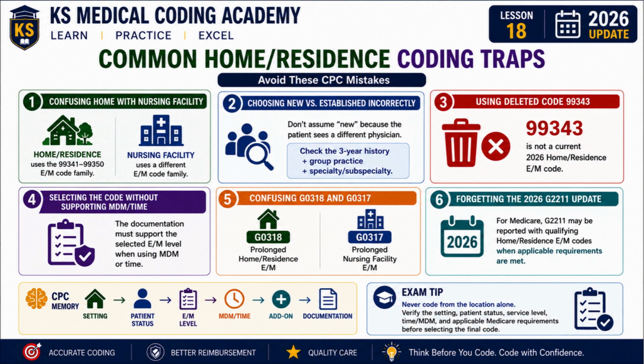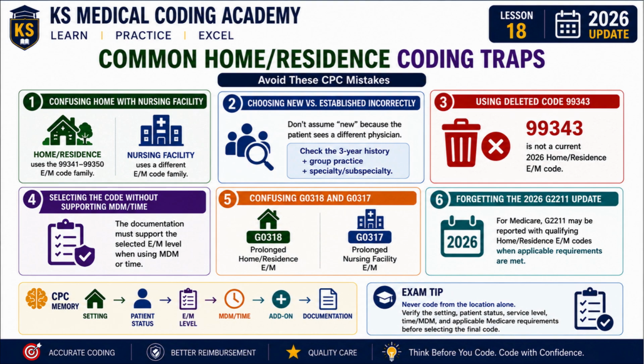Let's review some common home or residency (M) coding traps. First, don't confuse home or residency (M) with nursing facility services. They use different code families. Second, don't assume a patient is new just because they are seeing a different physician. Always check the 3-year history, group practice, and specialty or subspecialty. Third, remember that 99343 is not a current 2026 home or residency M code. Also, make sure the documentation supports the selected level based on MDM or time.